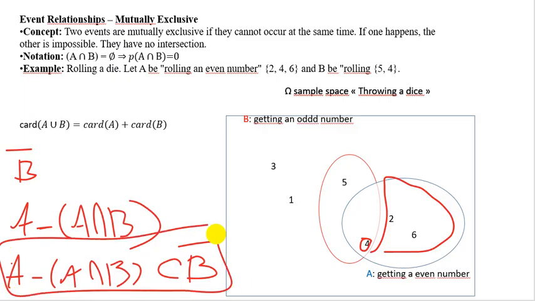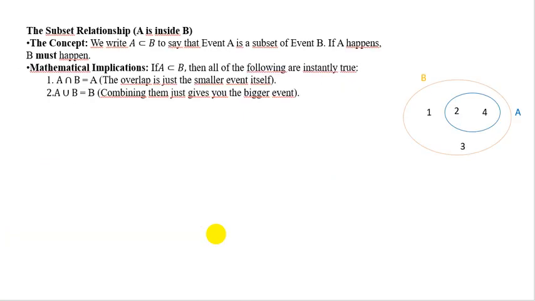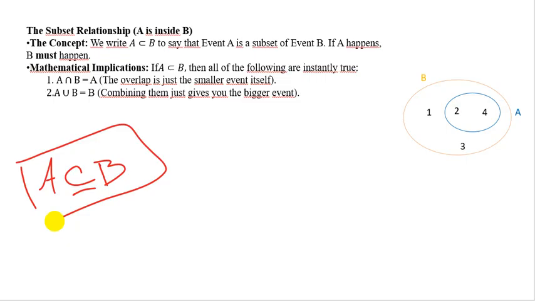Now let's see this concept of subset and let's get some properties from it. We write "A is a subset of B" like this. If A is a subset of B, that means if event A happens, B must happen. So all the elements in A, we find them in B. An example here: A is 2 and 4, B is 1, 2, 3, 4. So any element in A is contained also in B.